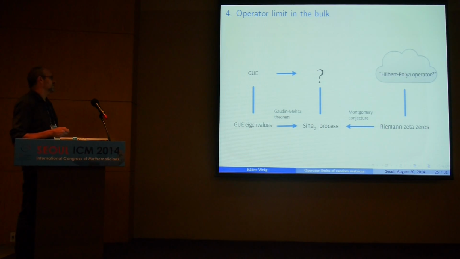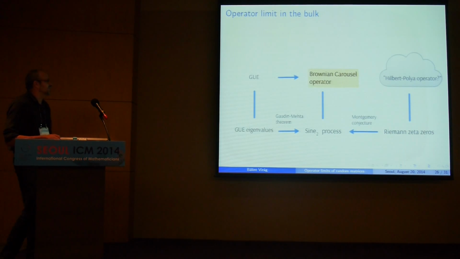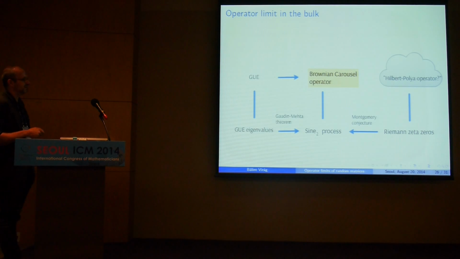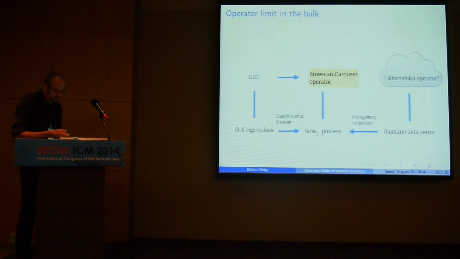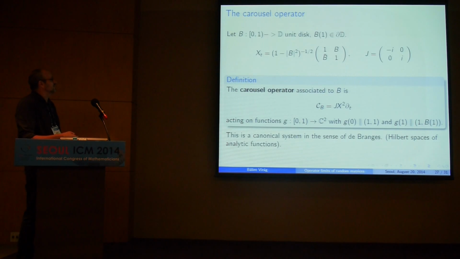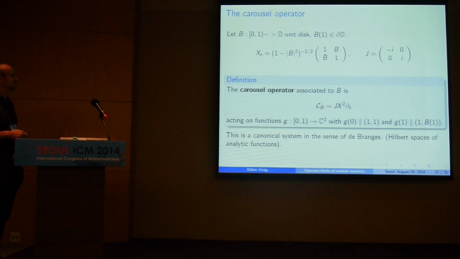So the question is, well, to this thing there is an operator, and to this thing there is a conjectured operator. But what is the operator for this process? It's not known because they didn't take a limit of the operator, just took a limit of the eigenvalue distribution. So what would come here? Okay, so that's the question that I want to talk about in the last set, and we call this the Brownian Carousel operator, and I'll describe it in the last 2 minutes or something that I have.